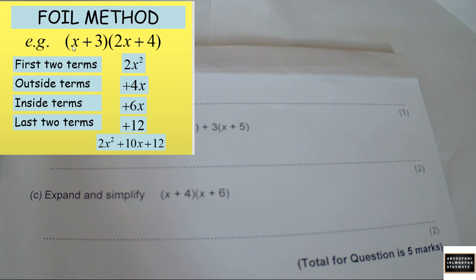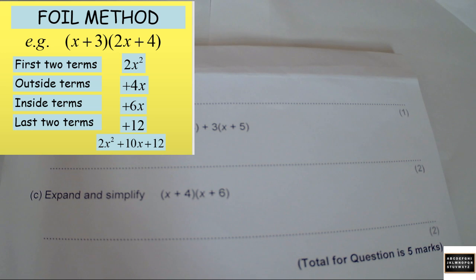You're looking at the first two terms. So this term multiplied by this term, that's where the 2x squared comes from. The outside term, so x, and then the 4, and then the inside terms, these two, and then the last two terms, this one and this one. And then obviously you're collecting it all together and writing it out.